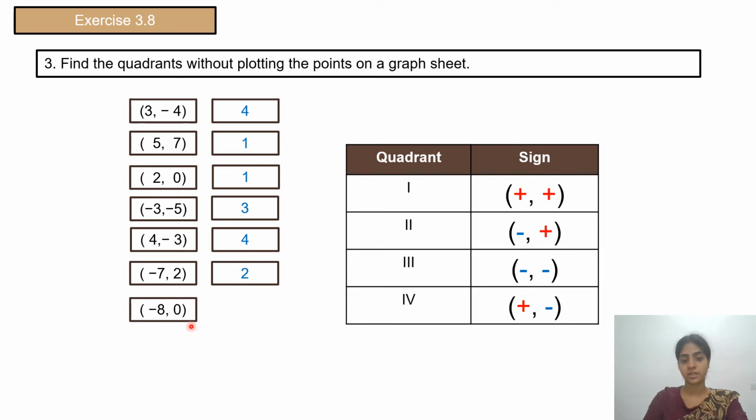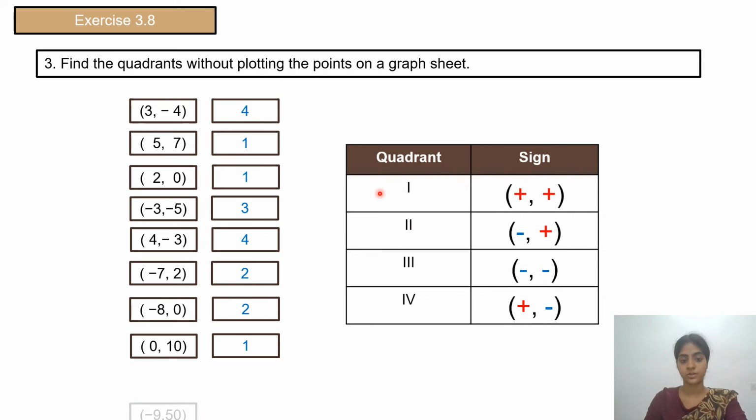And then minus 8 comma 0. Minus 8 is the negative x-axis value, and then 0 is the y-axis value, which is positive. So negative positive belongs to the second quadrant. Minus 8 comma 0 belongs to the second quadrant. Last question, 0 comma 10. Here both values are positive, so it belongs to the first quadrant. Finally, one more, minus 9 comma 50. Minus 9 is a negative value and 50 is a positive value. Negative and positive we have from the second quadrant.